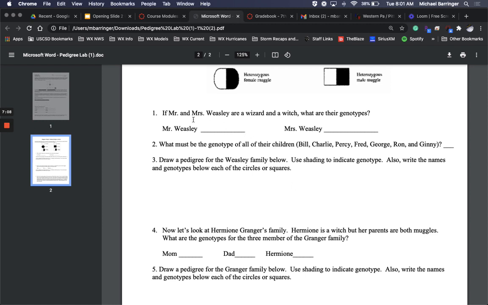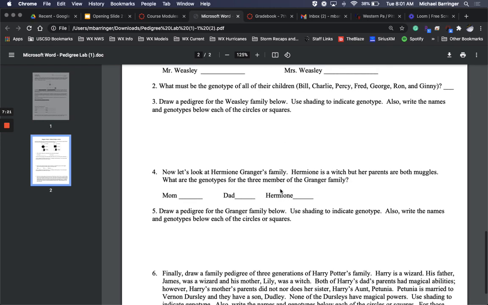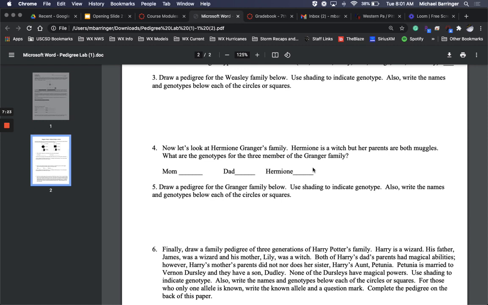So the first one is the Weasleys. You would give me the genotypes for the Weasleys, because you know that they are witches and wizards. And you would read what the genotypes are for all of their children, and draw a pedigree to represent that. You do the same thing with Hermione Granger's family down here. It gets a little bit more complicated with her. She's a witch, but her parents are both muggles. So you got to think about that situation. Give me the same pedigree.